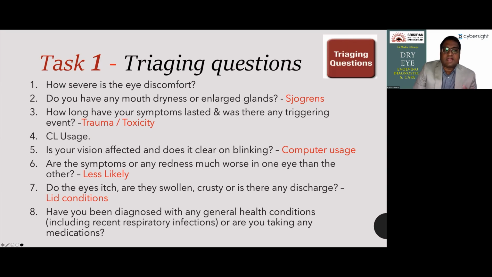So task one: these are several triaging questions that we have to ask. How severe is the eye discomfort? Is there an associated dryness of the mouth that indicates Sjogren's? Are the symptoms continuous in nature or is there a triggering event? Was there a trauma? Is the patient a contact lens user? Is the vision affected and does it clear with blinking, more towards computer usage syndrome? Are the symptoms worse in one eye than the other? Because usually dry eye is symmetrical or more or less bilateral. So when you see something in one eye, it's highly likely that you're looking at a different condition than dry eye.